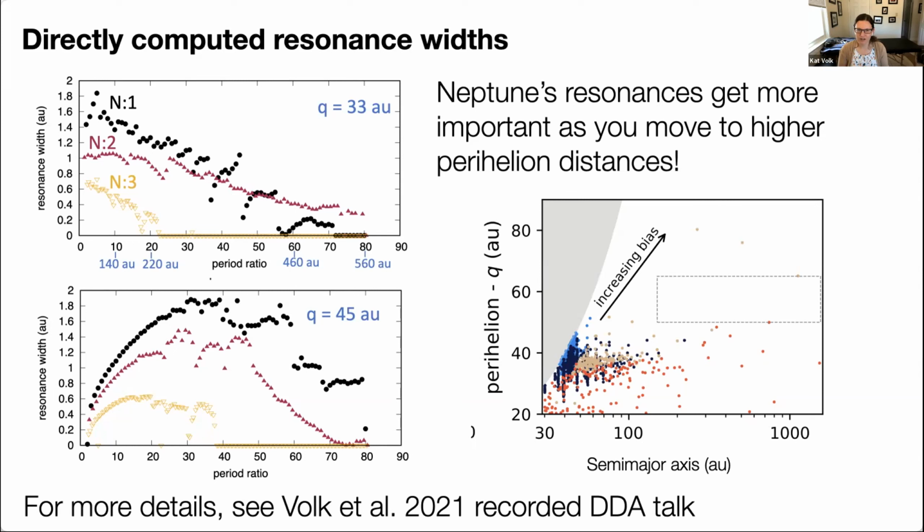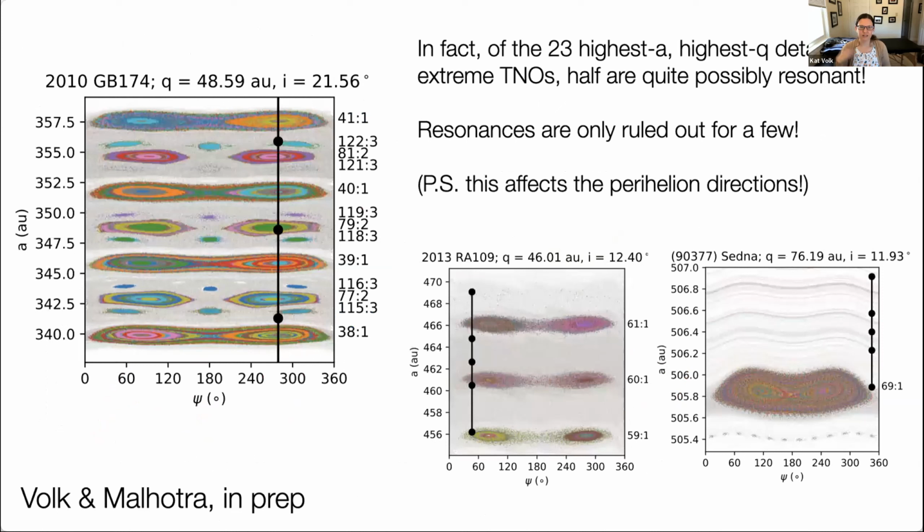So it's a little counterintuitive, but when we're looking at the really distant populations, as we go to high a and high q, you might still have some very strong resonances. In fact, I've been examining the detailed dynamics. The plots on the previous slide were from a simplified problem, but I've been looking at these surfaces of section in the full problem, with the perturbations of all the other giant planets included, in the regions around the 23 highest a, highest q known TNOs.